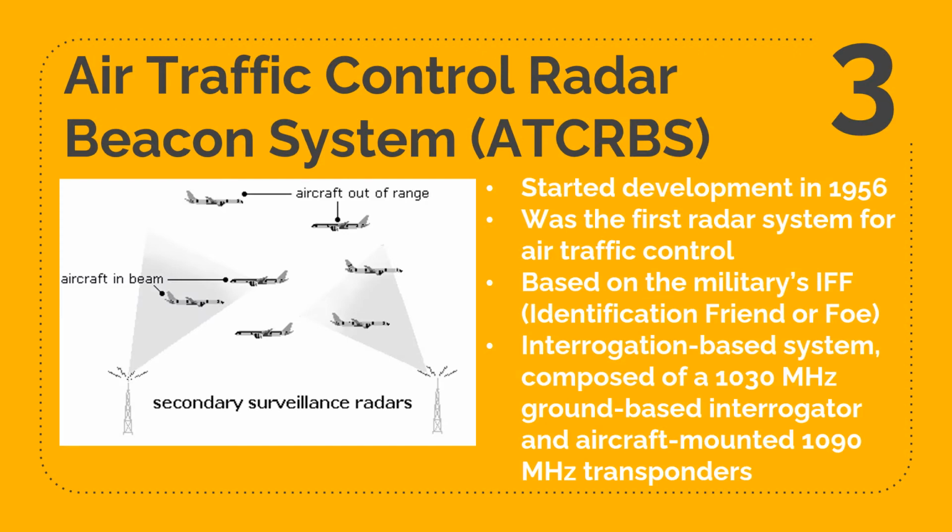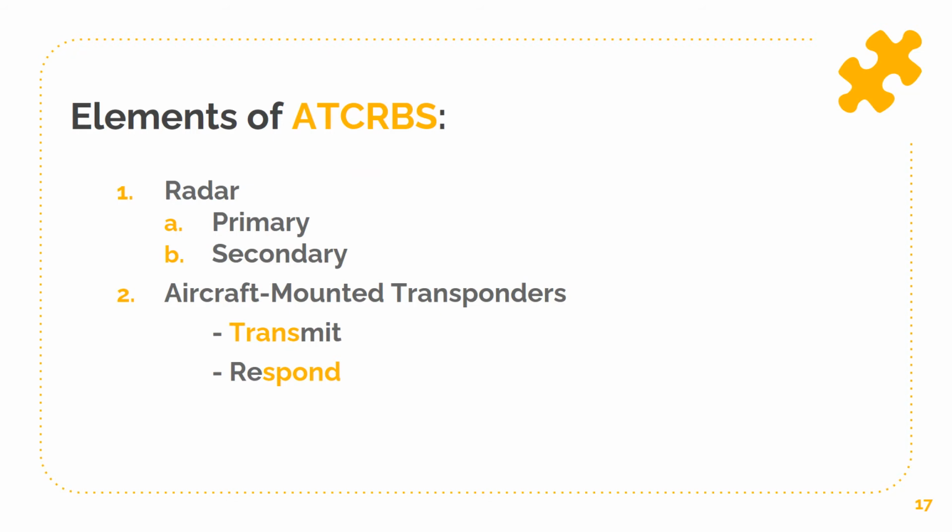Finally, we have the air traffic control radar beacon system. The ATCRBS started development in 1956 and was the first radar system for air traffic control. It was based on the military's IFF, or the identification friend or foe. And it is also an interrogation-based system, and it is composed of a 1030 MHz ground-based interrogator and an aircraft-mounted 1090 MHz transponder. An ATCRBS system consists of the following elements.